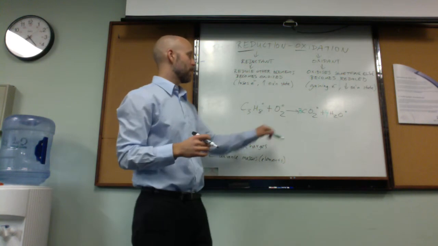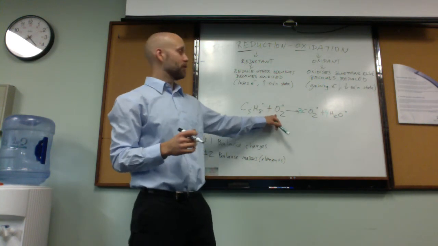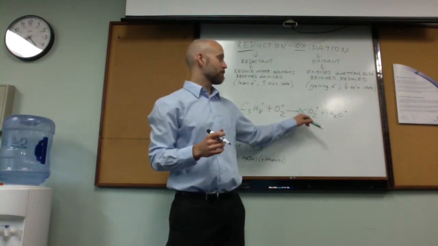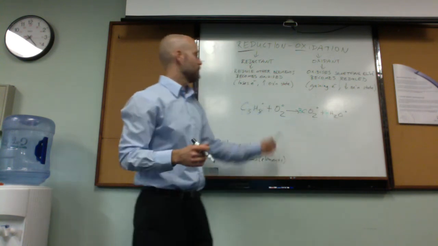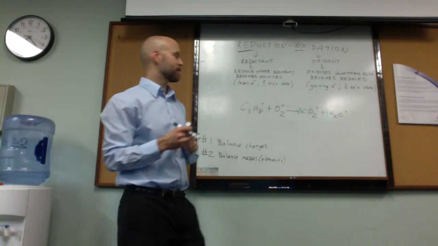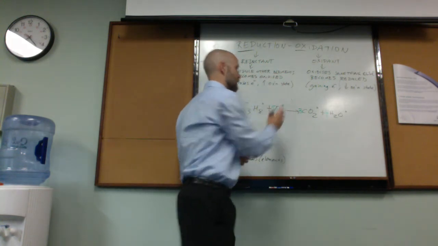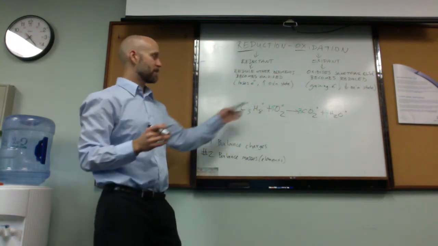Finally, we have to balance our oxygens. On the left, we have 2. On the right, we have 3 times 2 is 6, 4 times 1 is 4, so 6 and 4, 10. Here we only have 2. 2 times 5 is 10. So now we have a mass balance equation here.